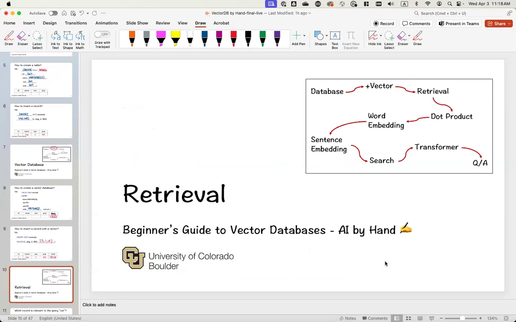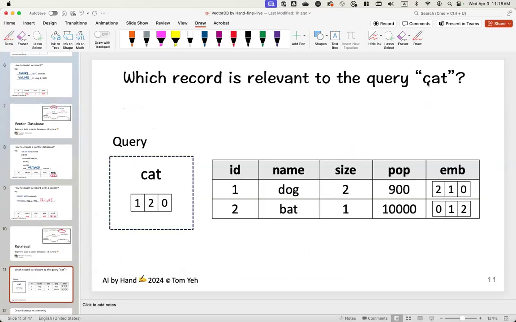So you saw how we add a vector to a traditional database in this way. And how can we retrieve from it? What is the command for retrieving from such a database? Suppose we have a query on this animals table, which is a vector database table to the right. We have 5 columns, and the last column is embedding. There are 2 different animals in the database, dog and bat. Our query is cat.